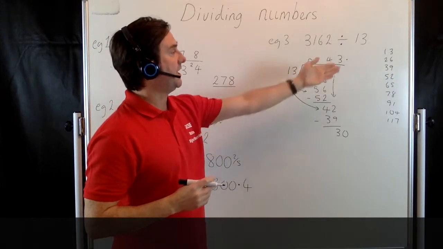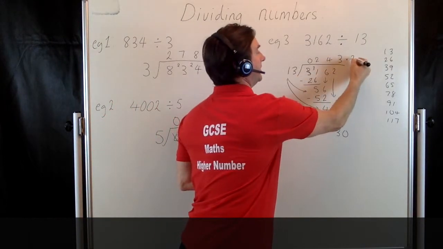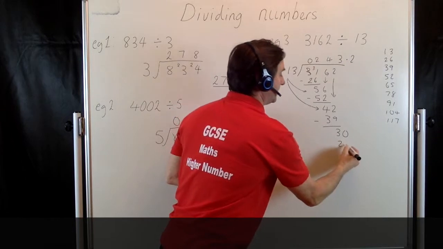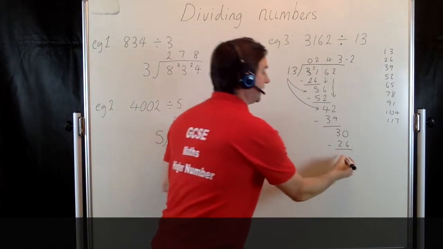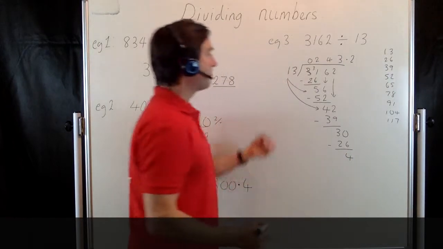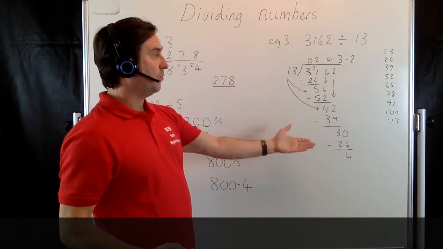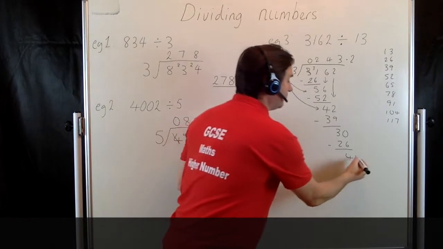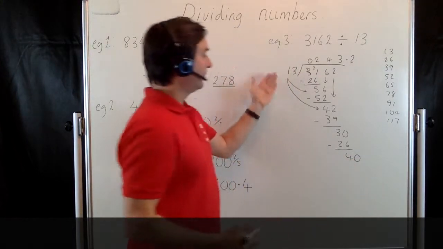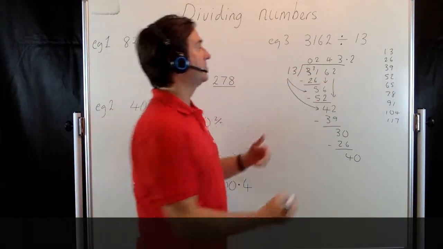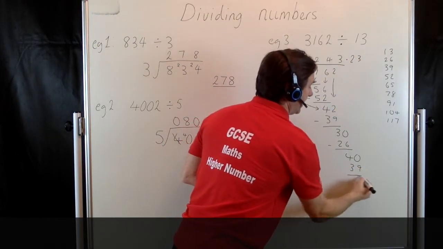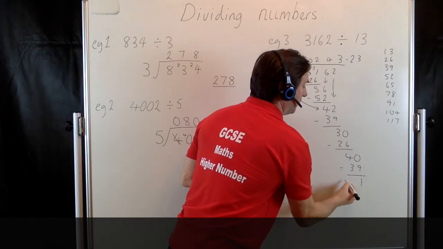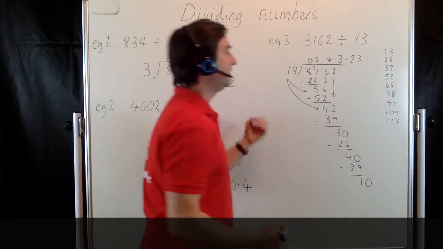13 into 30, now I can see, goes twice. 2 13s are 26. And I carry on as before. 30 take away 26 is 4. 13 into 4 will not go, so I bring down an imaginary 0. 13 into 40 goes 3 times. And my answer is 39. Take away, I'm left with 1. Bring down an imaginary 0.